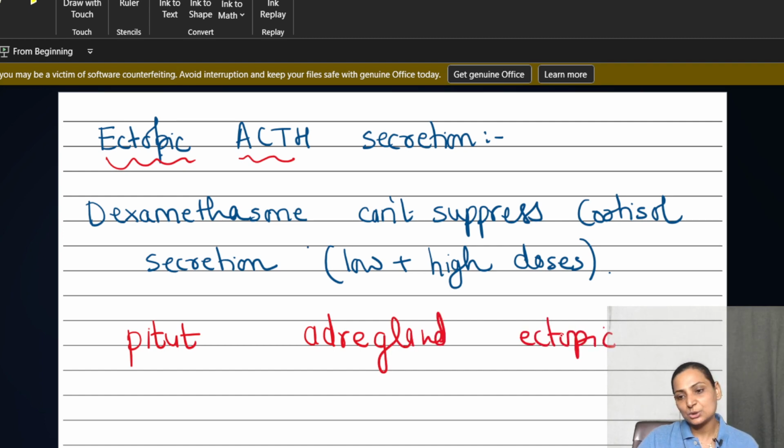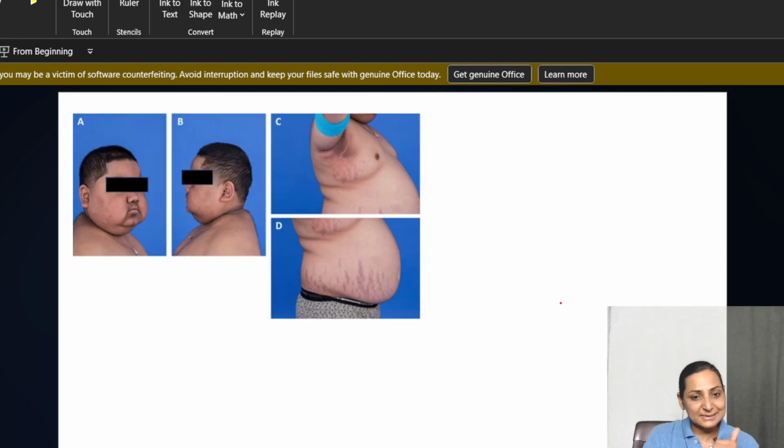So this is the dexamethasone suppression test. So this is done for the day.